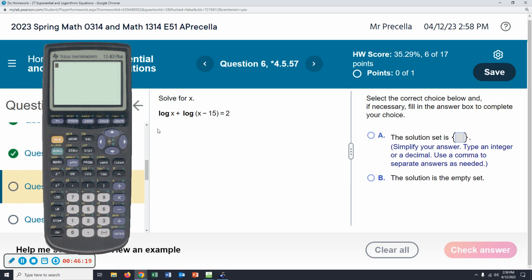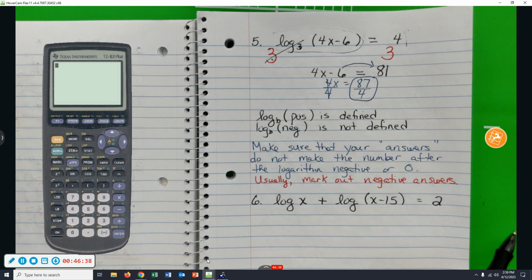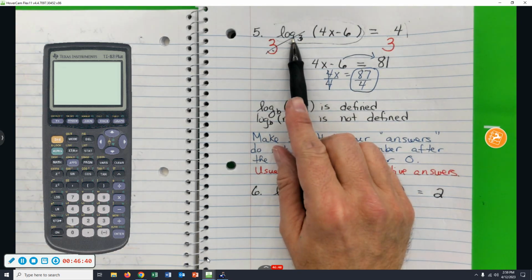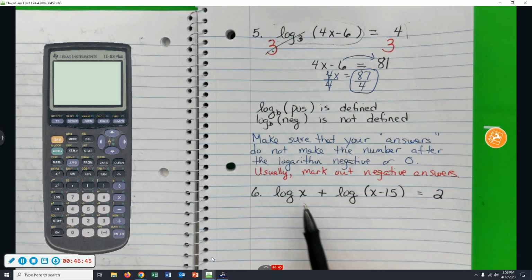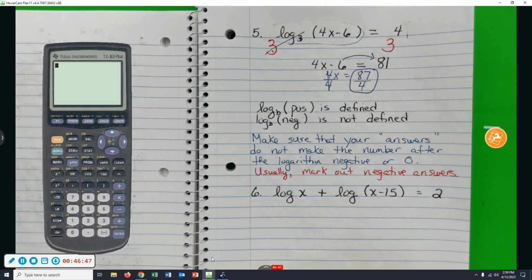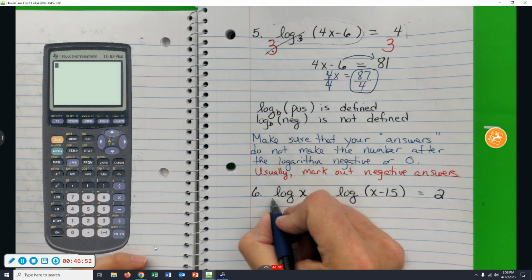Hey, it doesn't have the little base there. Do y'all remember what that base is? If it just says log, LOG, what is it? 10, that's right. See, on this problem, there's an extra step that we didn't have on problem 5. On problem 5, we just had one logarithm equals a number. Well, we have 2 logarithms here. We need to rewrite this with just one logarithm.